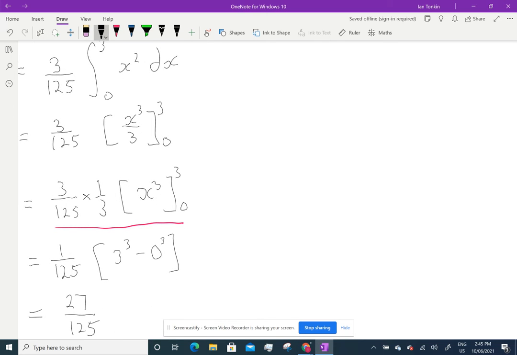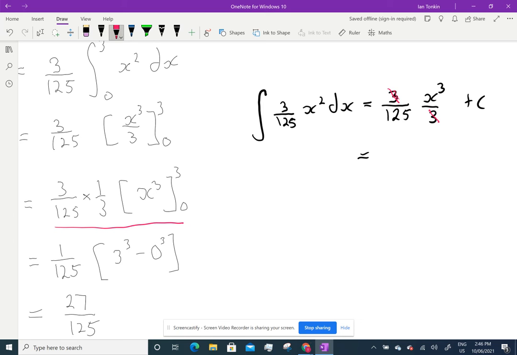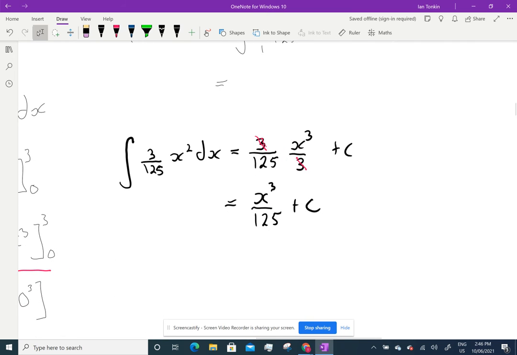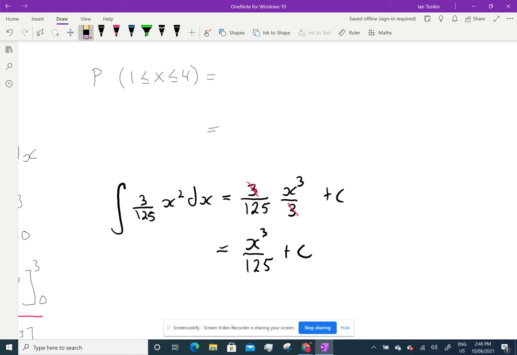Imagine if we integrated this thing, this PDF, with no parameters. So 3 on 125 x squared dx. Well, we get 3 on 125 x cubed on 3 plus some constant. And the 3s will cancel, which gives me x cubed on 125 plus c. Well, rather than do that every time from now on, I'm just going to use that. So I can go straight to this: x cubed on 125 between 4 and 1.